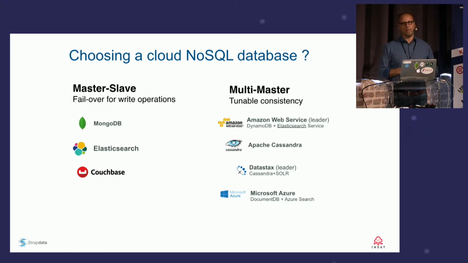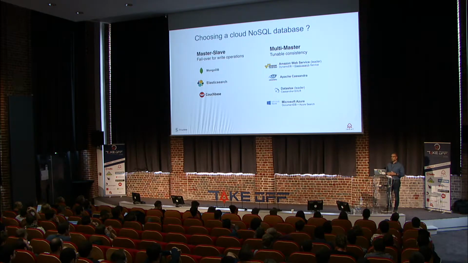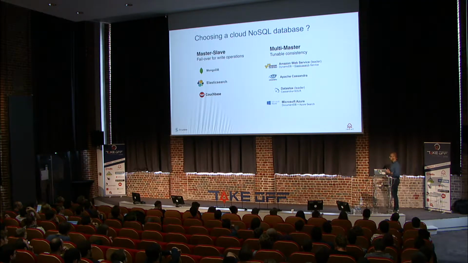You've probably heard about the CAP theorem: consistency, availability, and partition tolerance. It's a theorem that says that you cannot satisfy more than two of the three guarantees at the same time, and you have to make a choice. And the choice is basically you have to choose between consistency or availability. And the design of your NoSQL solution is closely linked to these constraints.